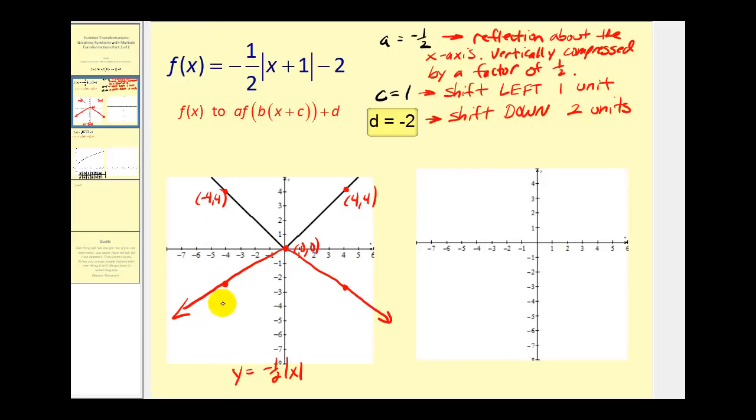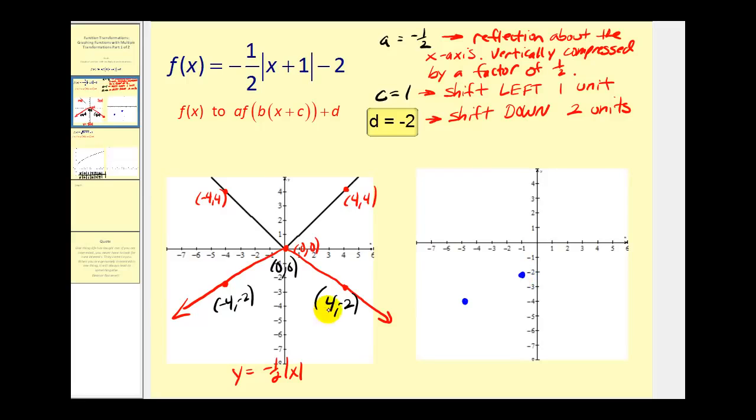Let's go ahead and label these. So in order to shift each of these points left 1 unit, we'll subtract 1 from the x-coordinates, and then to shift it down 2 units, we'll subtract 2 from each y-coordinate. So here, if we subtract 1, we'll have negative 5, and then subtract 2, we'll have negative 4. So the point negative 5, negative 4 would be here. Subtract 1 from the x-coordinate, we'd have negative 1. Subtract 2 from the y-coordinate, we'll have negative 1, negative 2.